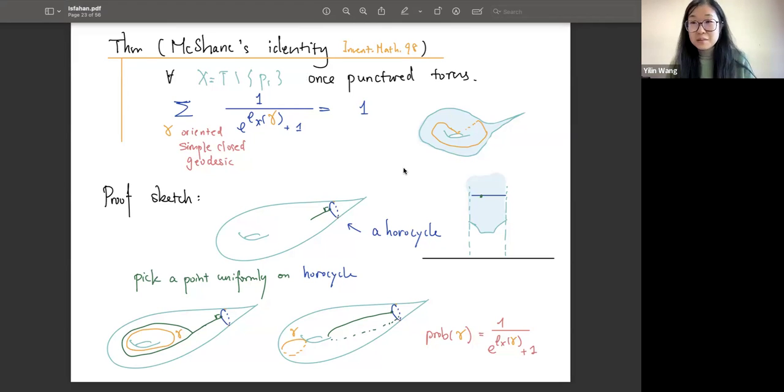Okay, you can say this is a probabilistic proof, but it's not really. It's just to say that I decompose this horocycle into different sections, depending on what kind of gamma it gives rise to.